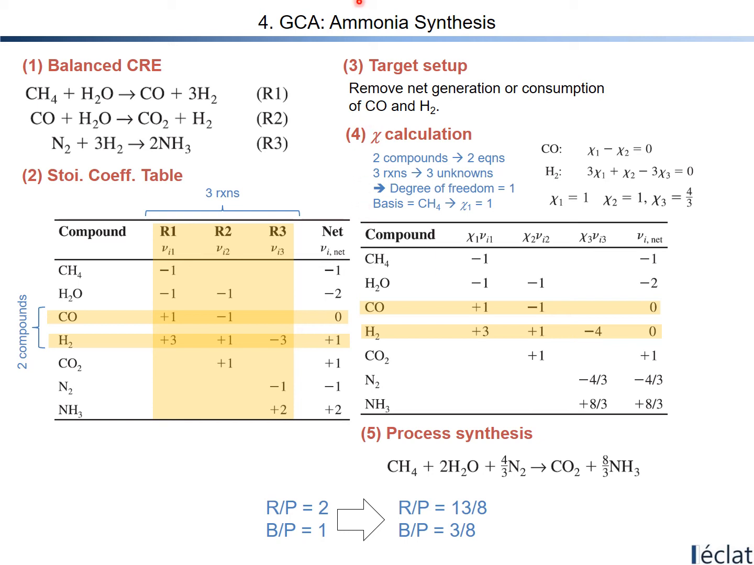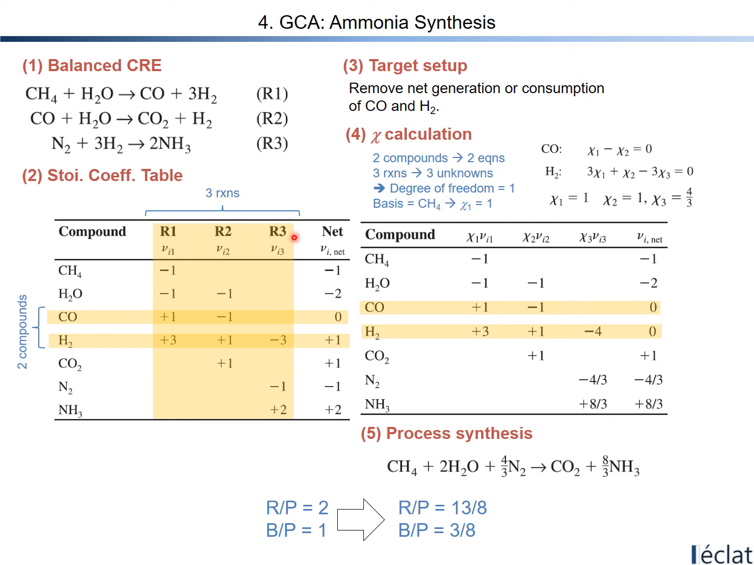Then target setup. You can find carbon monoxide and hydrogen. Carbon monoxide is toxic, hydrogen is an explosive gas, so I'd like to remove the net generation or consumption of carbon monoxide and hydrogen gases. So the blank list includes carbon monoxide and hydrogen, and those two compounds are related to all reactions. Look at that, hydrogen, all reactions. So you should put the weight factor for all reactions: Chi1 for R1, Chi2, Chi3.